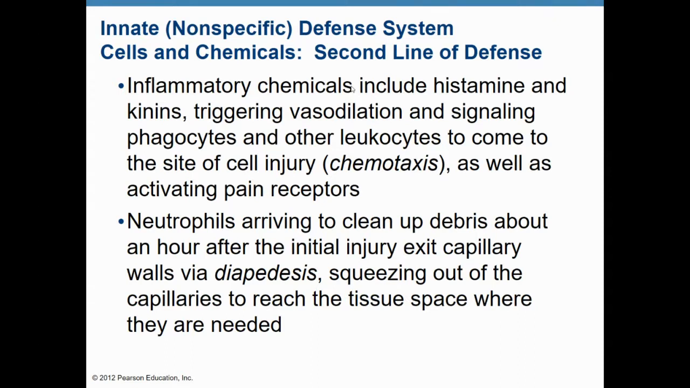So in order to get out of the capillary and into the tissue space where the tissues have been injured, white blood cells can do this neat trick called diapedesis. And what that means is they can squeeze in between the endothelial cells that make up the inner lining of the blood vessels. So they can leave blood circulation and enter the tissue spaces. They just squeeze between the endothelial cells. And that way they can get to where they are most needed.